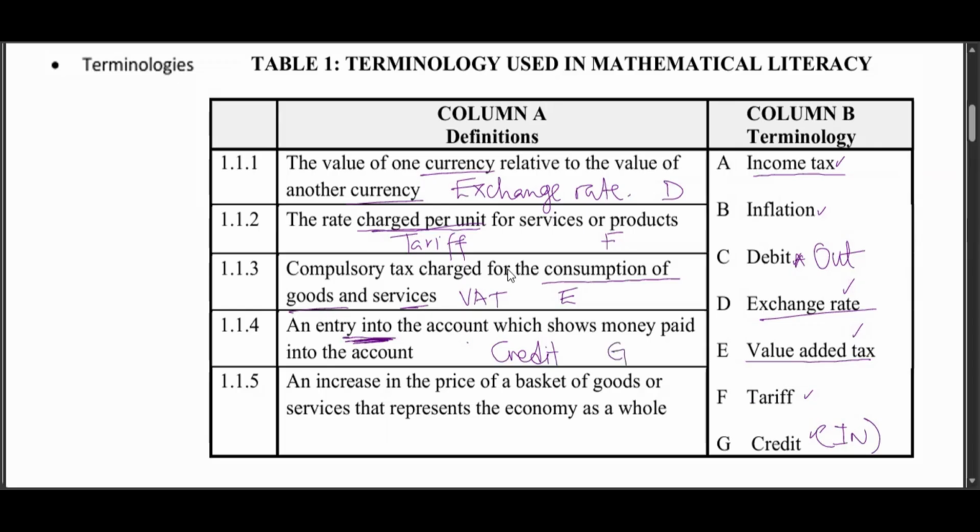An increase in prices of a basket of goods. The moment you hear a basket of goods, if you have anything to do with index price, you can put it there, or inflation. Let's check. Okay, perfect, we have B. This is inflation, a change in prices over a period of time, usually a year. The moment you hear basket of goods or services that represent the economy as a whole, it's supposed to be inflation. So here we took our answer as B.